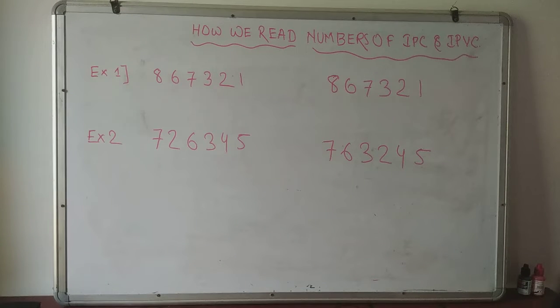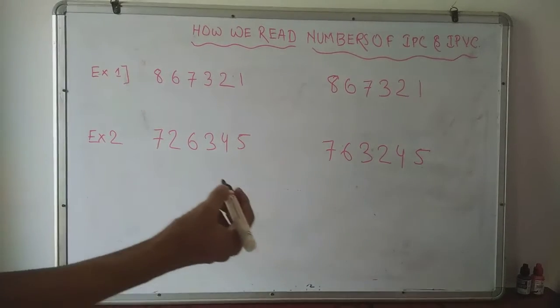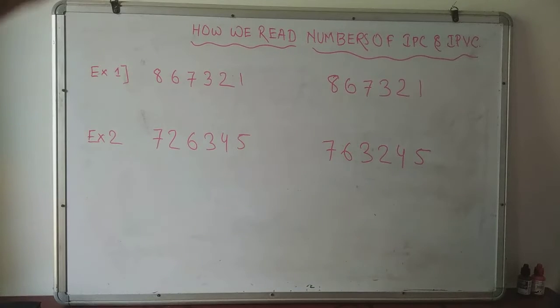Okay students, before we move to the next topic, first we have to know how to read different numbers in the international place value chart and according to the Indian place value chart. Here two examples are given, so we are going to know how we can pronounce them correctly in both ways. So listen carefully. First we have to provide periods so we can identify digits in proper format.